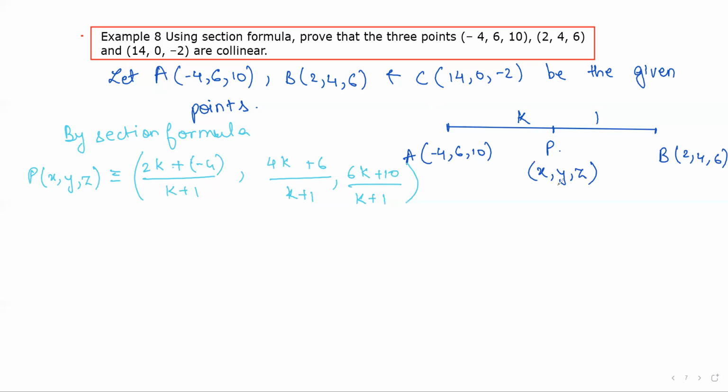So we'll do one thing. Instead of x, y, z, we'll let any one coordinate from P be equivalent to the coordinate of C. Now the first coordinate of C is 14. So let x is equal to 14. We've considered 14 because 14 is the x coordinate of C. So we've considered one of the coordinates of point P as equivalent to C.